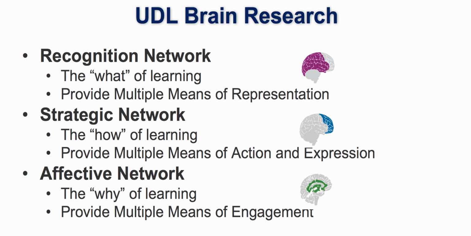There is the recognition network, which is the what of learning, also identified throughout various websites as providing multiple means of representation. The strategic network, which is the how of learning, also indicated throughout the websites as providing multiple means of action and expression. The affective network is the why of learning, and throughout the websites it's referred to as providing multiple means of engagement.